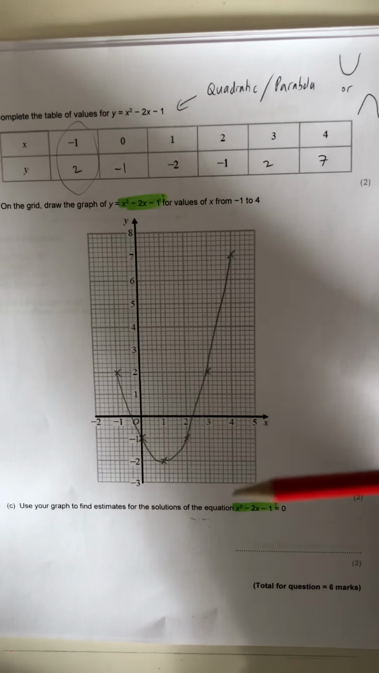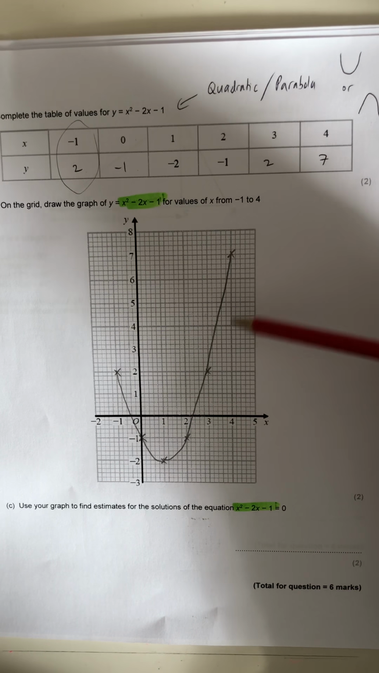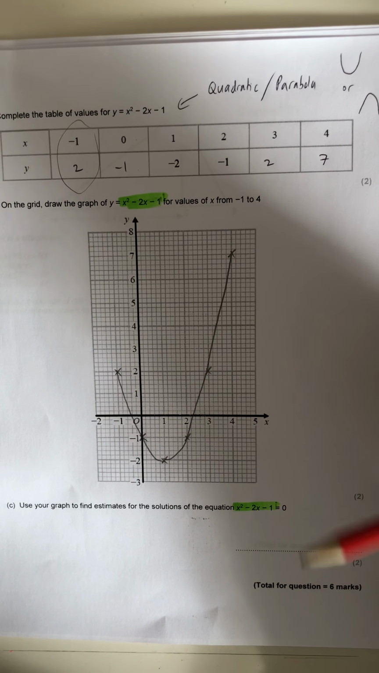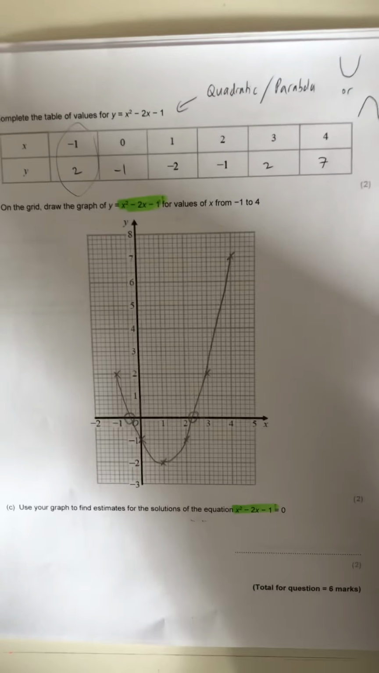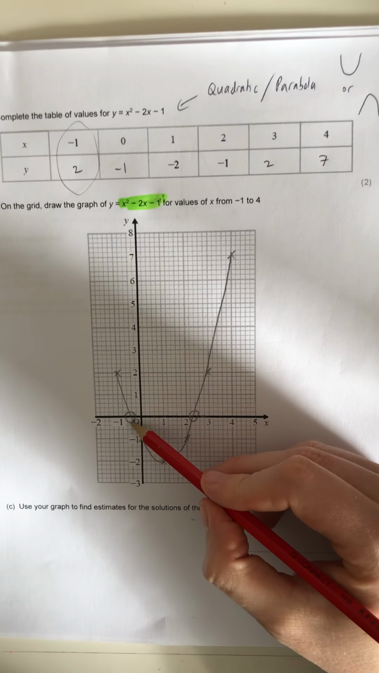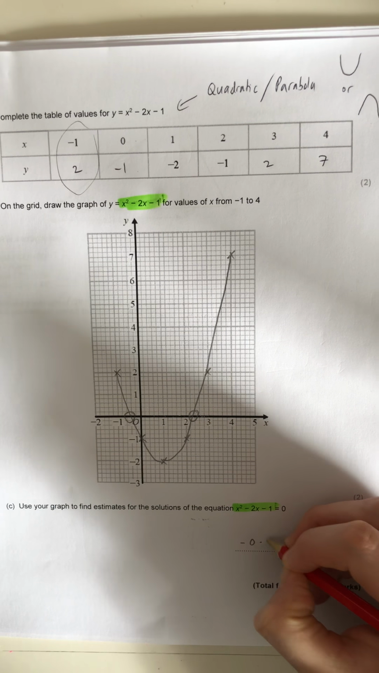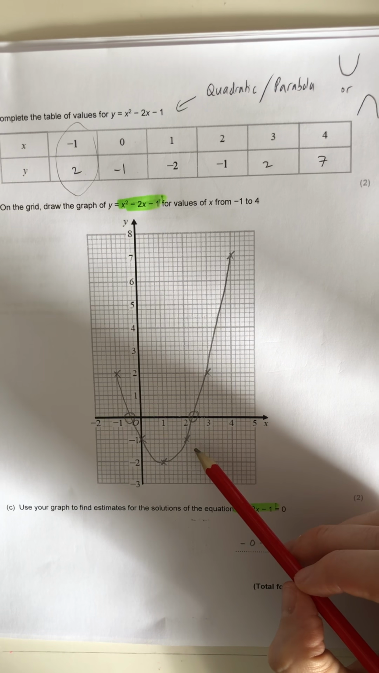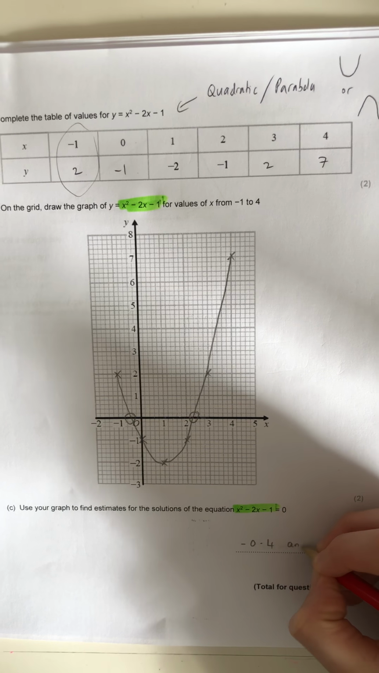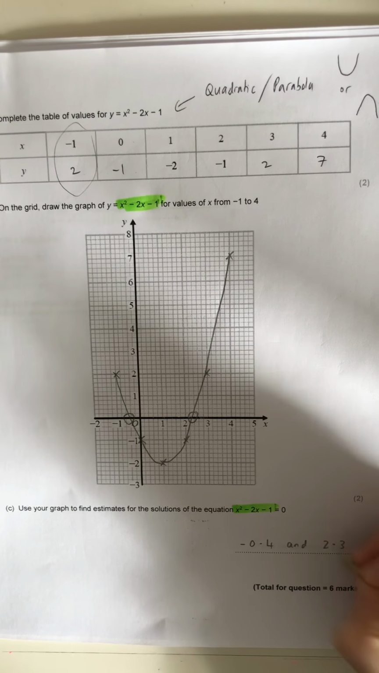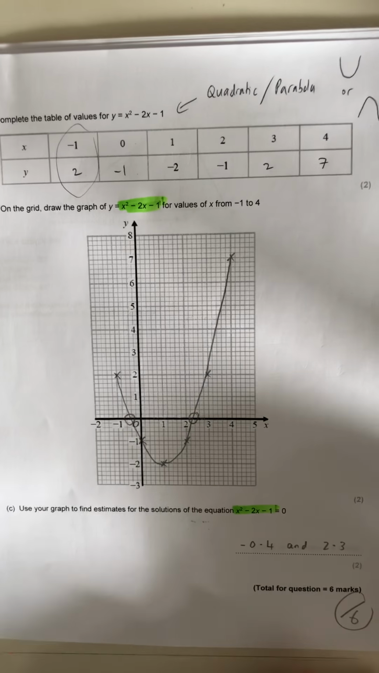So if I traced my pencil along this curve, I'm just waiting for the y value to be equal to 0. And it happens twice. It happens there, and it happens there. So the one there is, for me anyway, -0.4. And then the other one for me is approximately 2.3. And this page is out of 6 marks.